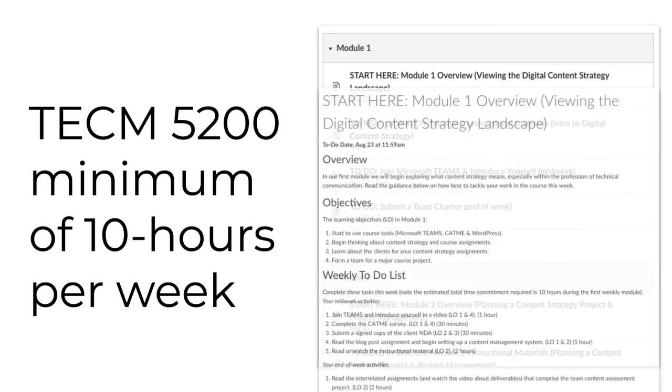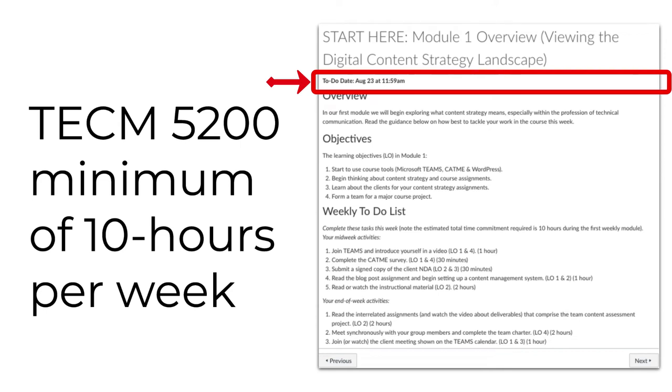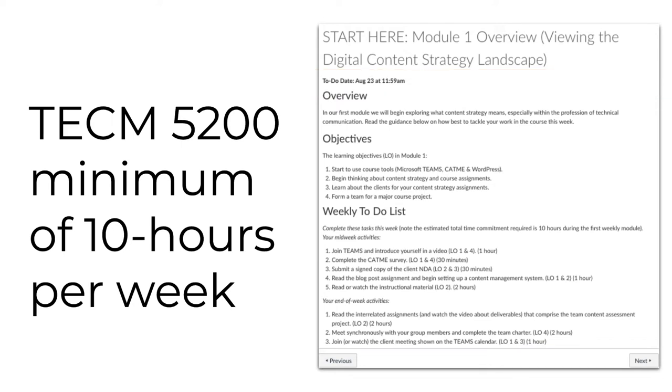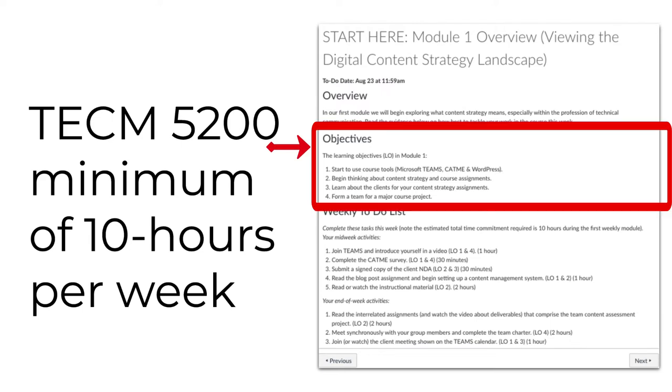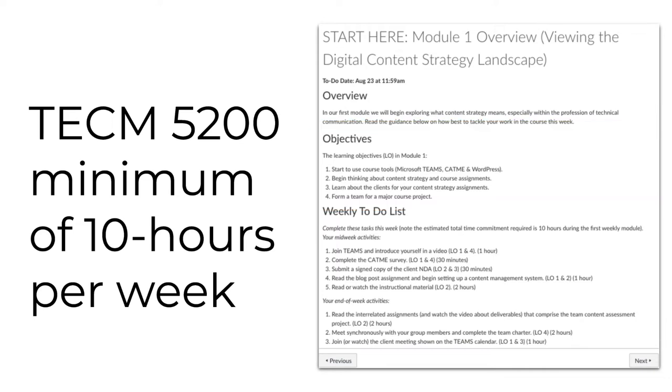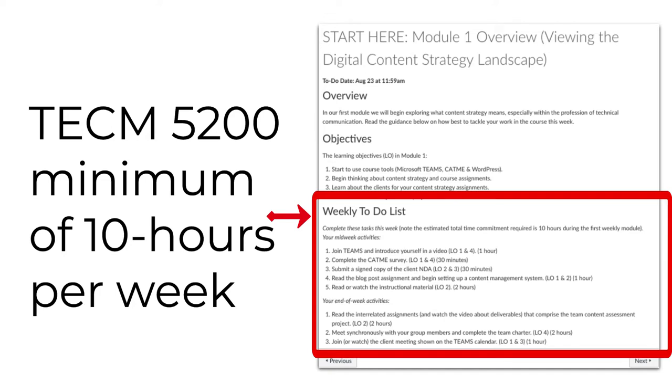When you view the overview, you'll see a date and time by which I recommend you view this overview information. Obviously, earlier is better. There's a brief description of the main topic for that module. That's followed by a list of learning objectives that are specific to that module. And finally, because the course proceeds through one module for each of 8 weeks, there's a weekly to-do list. This will include every activity you should be engaged in, not only those for which you earn a grade.